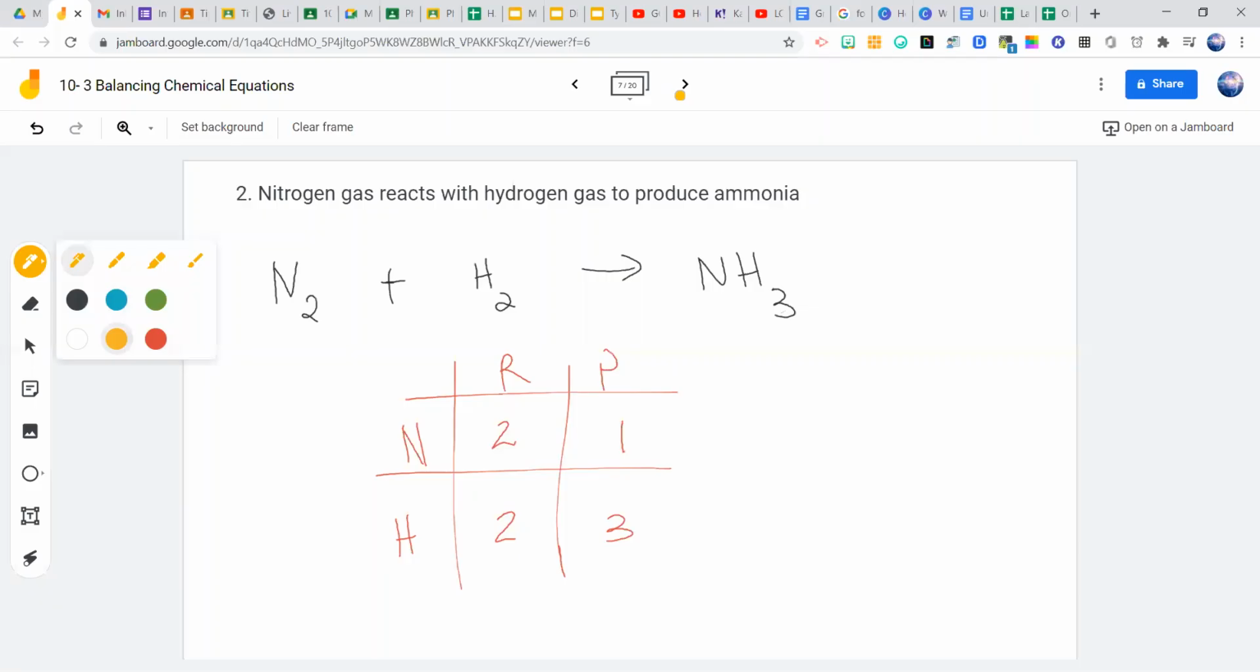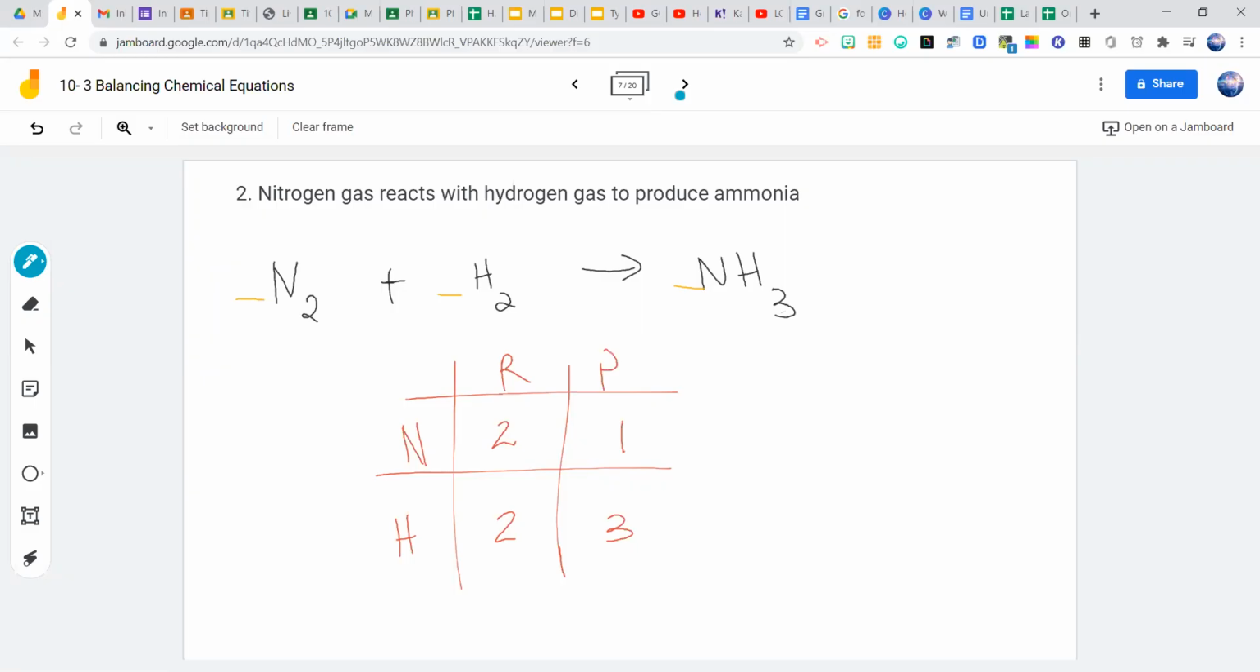As a reminder, remember I can only put coefficients or numbers on my yellow line. I cannot change the formula of any of these to suit me. I can't make it easier on myself by just switching up numbers. All right, so let's go. We have nitrogen that we're going to look at first. 2 is on the reactant side, but 1 is on the product side. What coefficient am I going to use to make it balance?